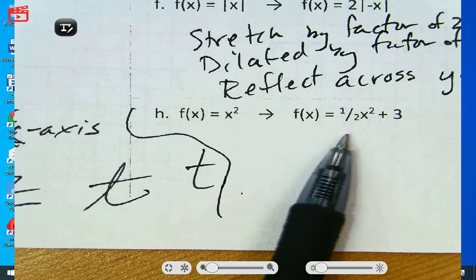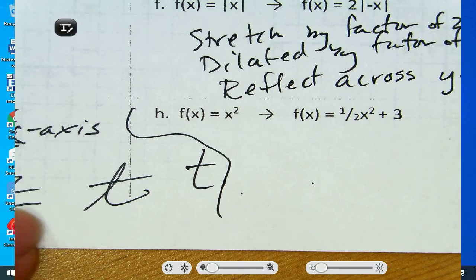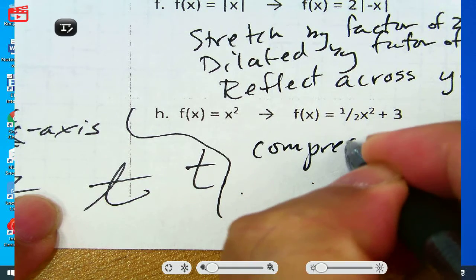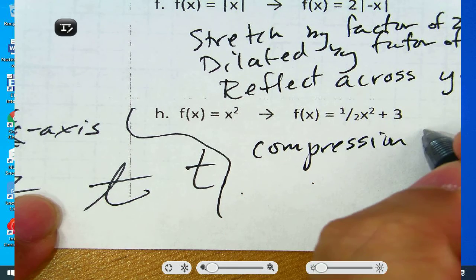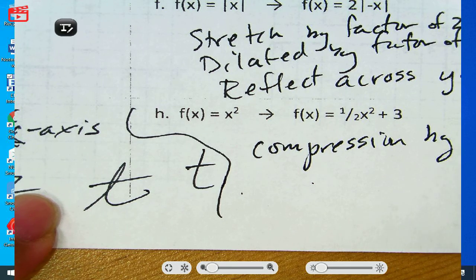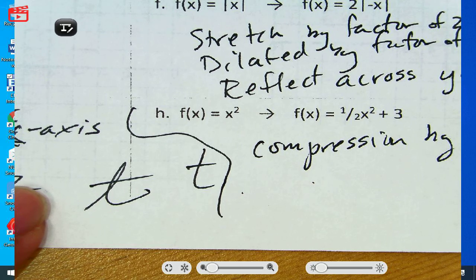Okay, so what is this? We have a half in the front. That makes a shrink, right? Compression by half. Sometimes they write compression by 2. Can you guess why? Instead of half, they write compression by 2. Because the compression does the fraction part.